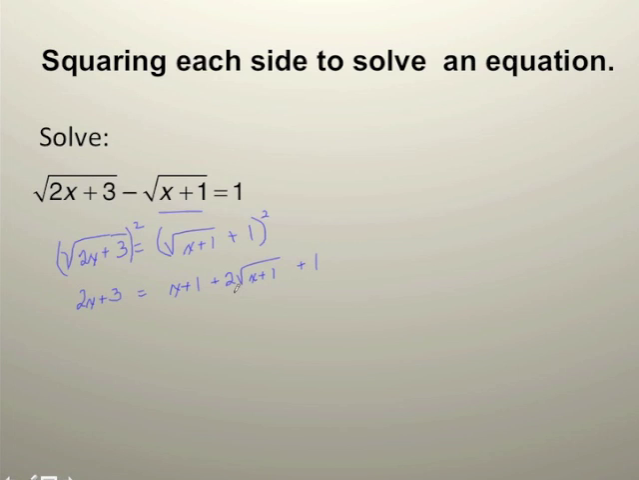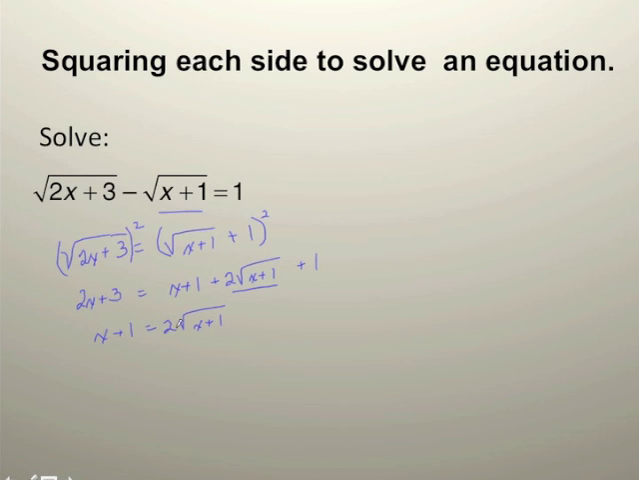Now, because I still have a radical in this, which I expected since I started with 2, I'm going to have to square both sides again. So I want to isolate this radical by moving the x plus 1 and the plus 1. So that'll give me x plus 1, subtracting an x and subtracting 2 ones, equals 2 times the square root of x plus 1.